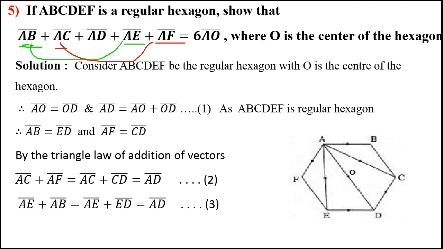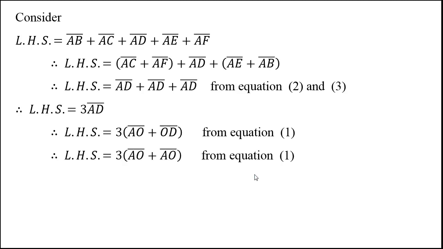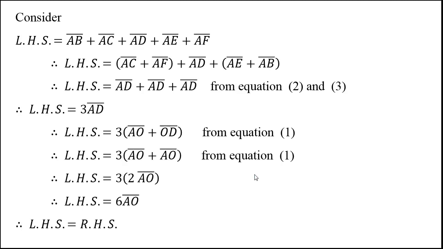Already one AD is there, so we will have 3 AD, plus the sum of these two is AD, and the sum of these two is also AD. So the value of the expression on the left hand side is 3 times AD, and AD is twice AO, so twice of 3 times AO, that is 6 times AO. So the proof is over. Some things are written here, but I have explained all of them to you.